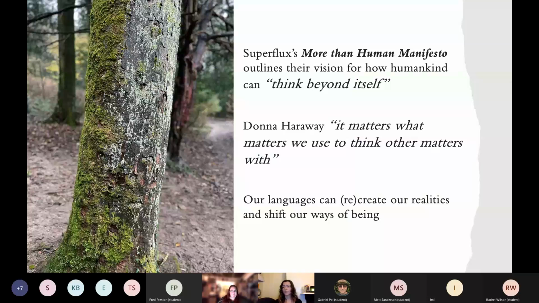In Superflux's More Than Human manifesto, they outlined their vision for how humankind can think beyond itself. This offers a creative vision for reorienting future trajectories in ways that are not limited to human priorities. Visions can only take us so far, but they provide important foundations. As Donna Haraway observes, it matters what matters we use to think other matters with. Having a starting point is the key, but whether that's through mosses, birds, or rivers does not really matter. Connection can grow if we can find a route to start from.